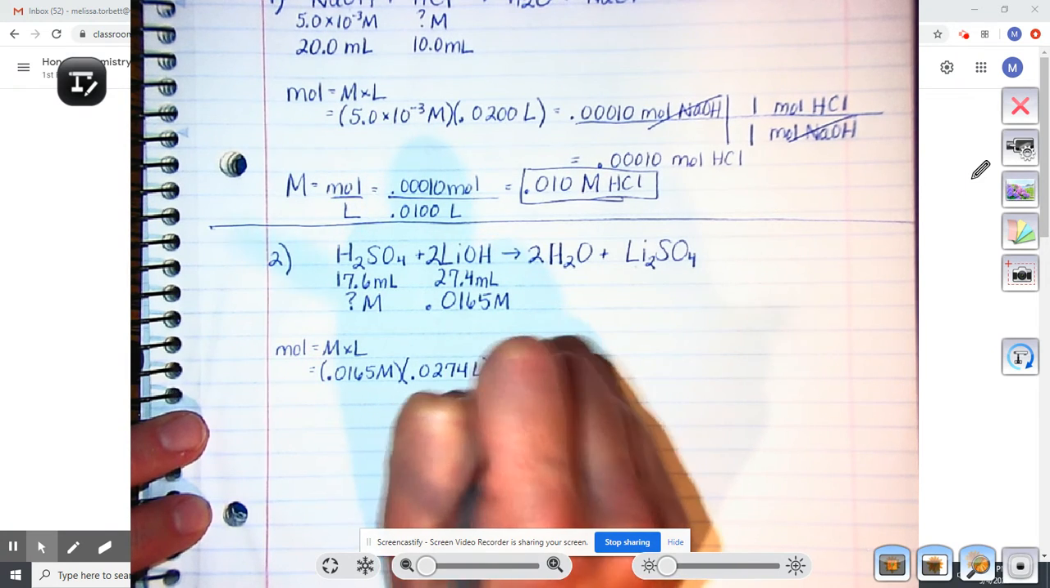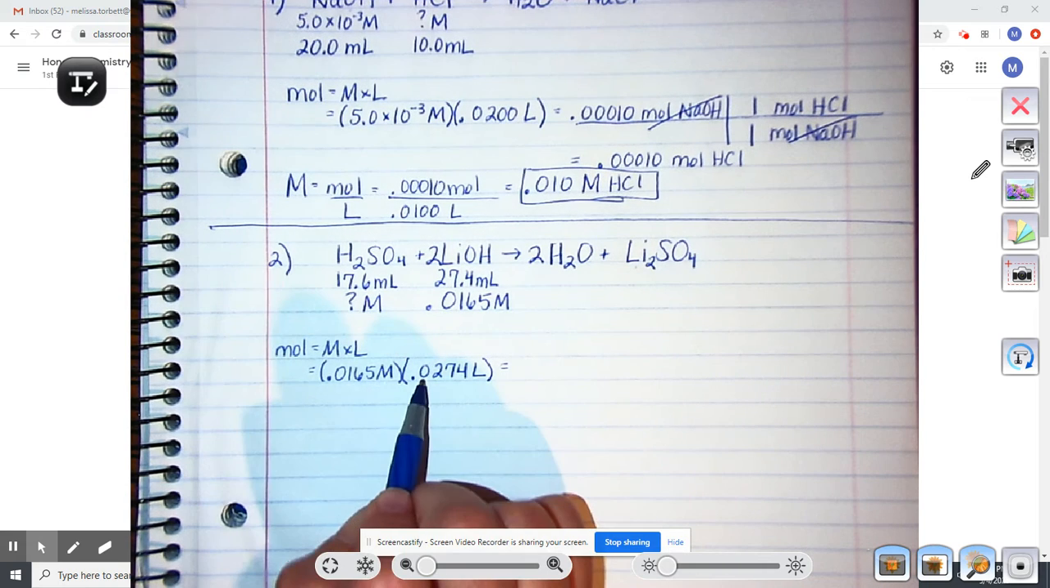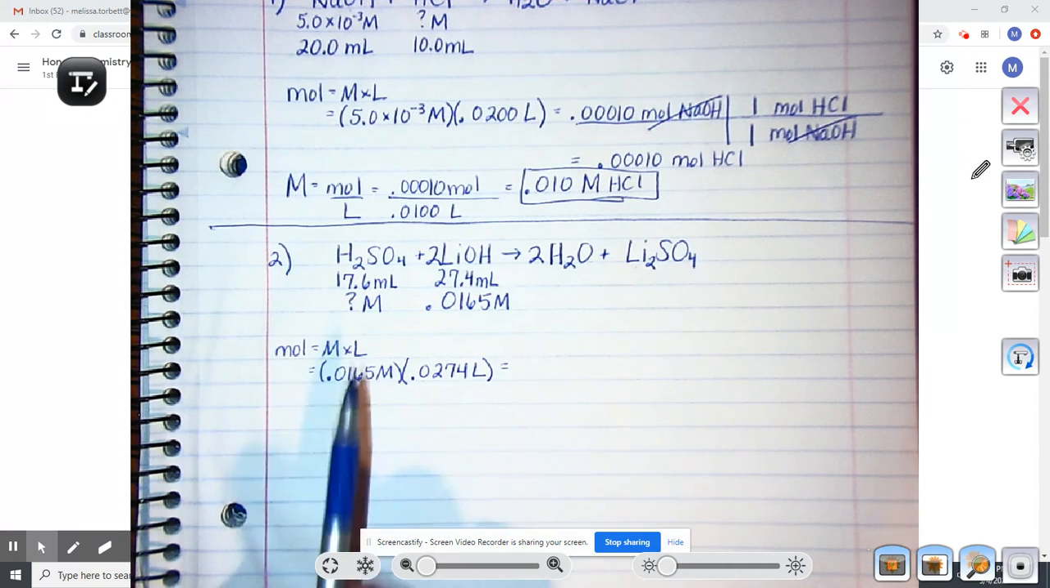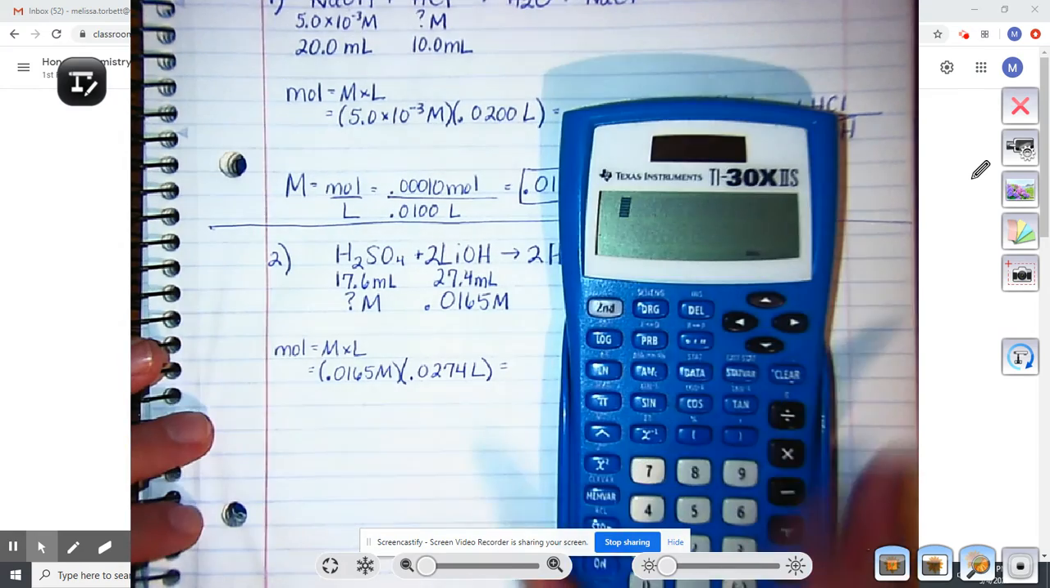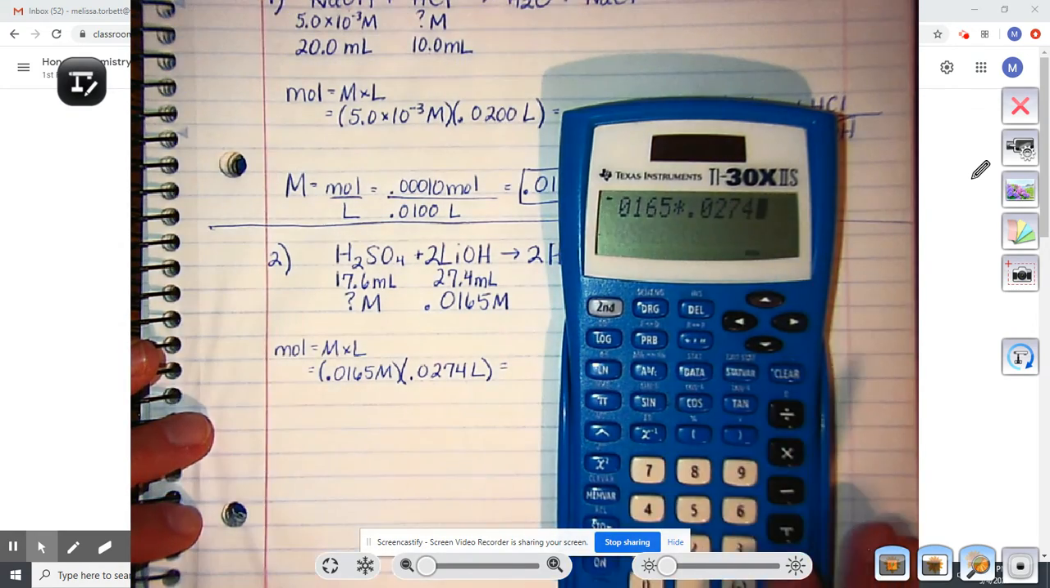0.0274 liters. Okay, now notice, remember, zeros in the beginning do not count as significant. They're placeholders. So we have 3 sig figs here, 3 sig figs here. So we're going to have 3 sig figs in our answer. So I'm going to go 0.0165 times 0.0274.